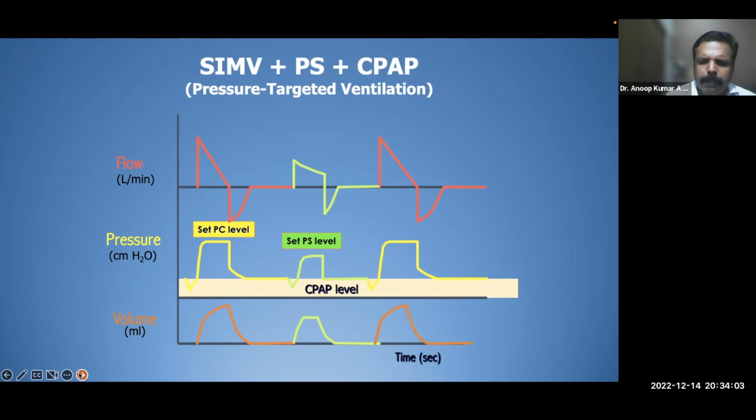The PEEP and CPAP are usually used interchangeably. For practical purposes, CPAP is the one which we usually use for NIV, or we use the EPAP, and in invasive ventilation we use the PEEP. So the PEEP, the EPAP, and the CPAP, the concepts are the same.